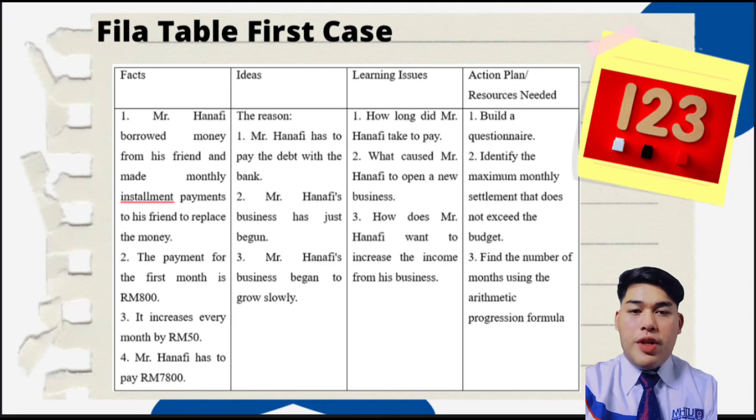Last part, we have action plan or resource needed. First, book a questionnaire. Second, identify the maximum monthly settlement that does not exceed the budget. Third, find the number of months using the arithmetic progression formula. That's all from me. For the next part, I give to my friend to continue.